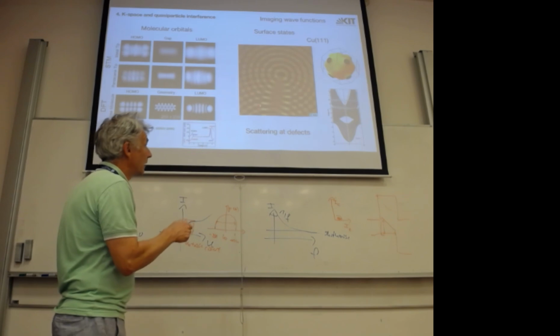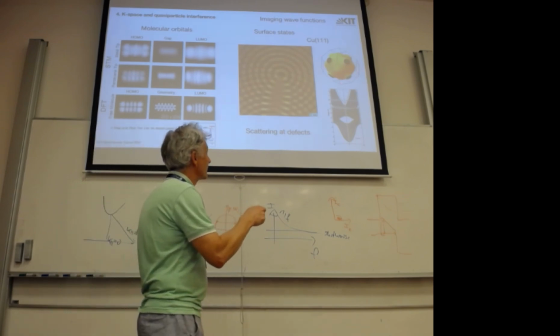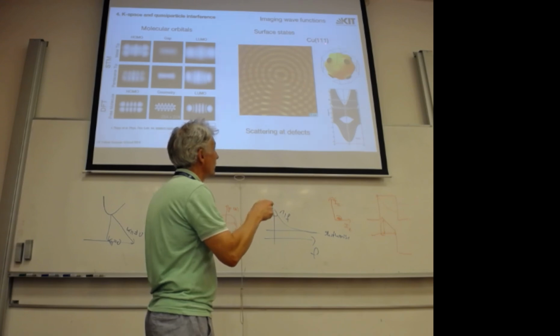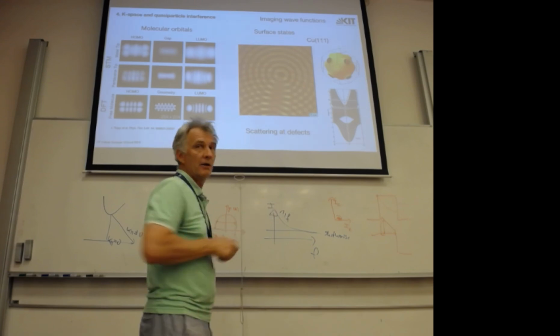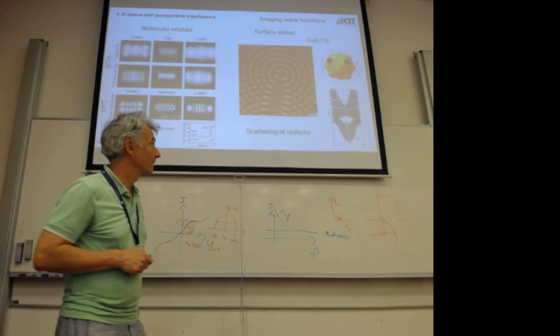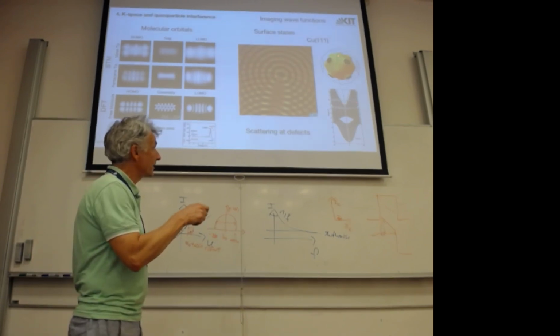This is an example I shot myself. So this is the copper. This is the Fermi surface of copper, and this is the copper 111 surface. So we sit here in the band gap. So this is the projected density of states.